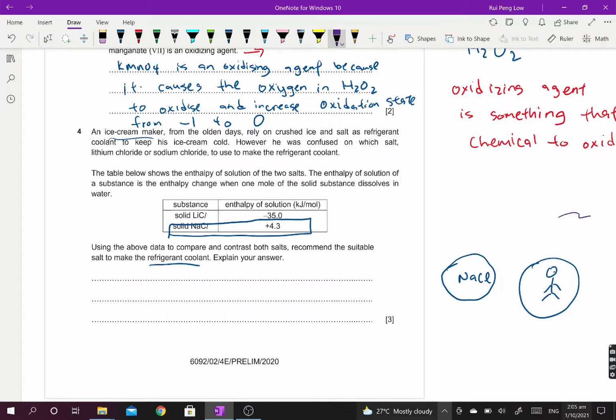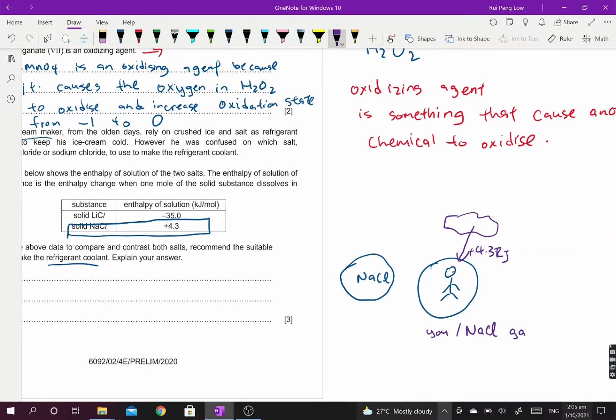So my surrounding gives you 4.5 kilojoules of energy. Okay, so in other words, you, or calcium chloride, gains the 4.3 kilojoules. And when you gain 4.3 kilojoules, what happens to the surrounding? The surrounding actually loses energy.